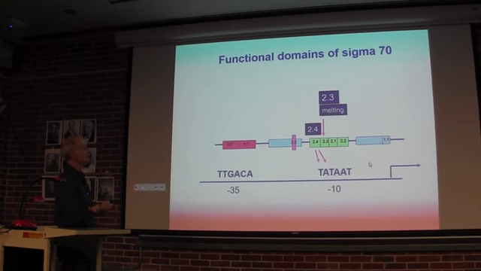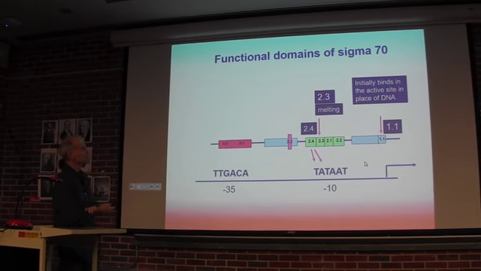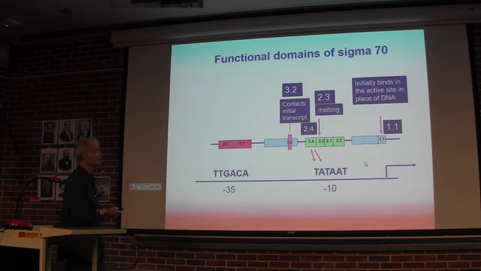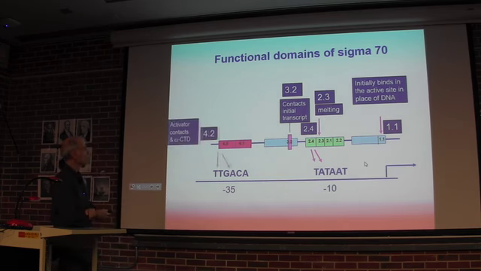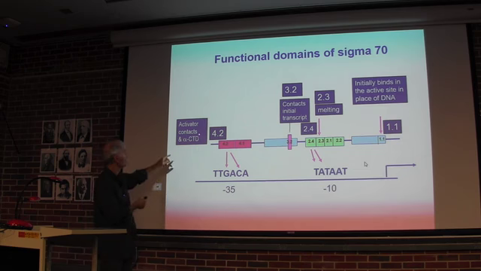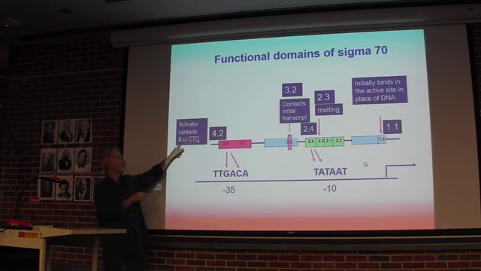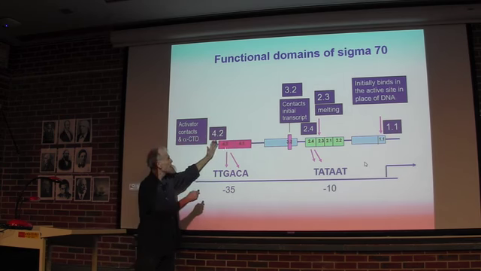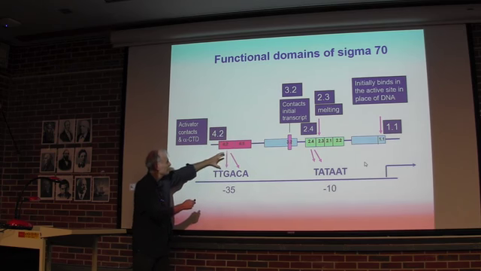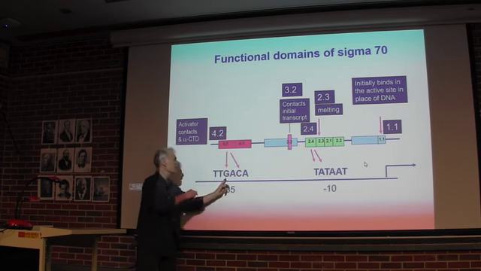2.4, 2.3 melting, 1.1, 3.2, 5' end of the transcript, 4.2 contacts the minus 35, and it makes contact with the regulatory proteins, one of which would be the alpha domain, the carboxy terminal domain of the alpha subunit, and CAP and other regulatory proteins. All kind of nudge 4.2 to make sure 4.2 remains stuck, even though it's a lousy minus 35.